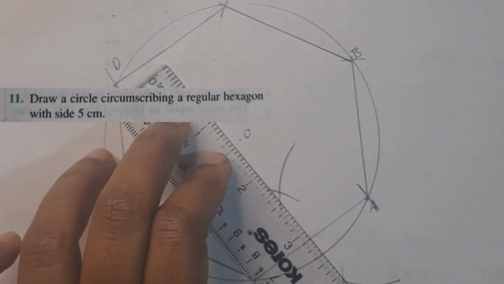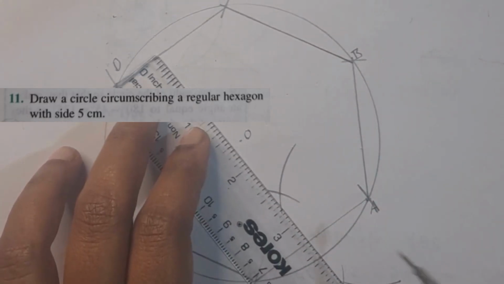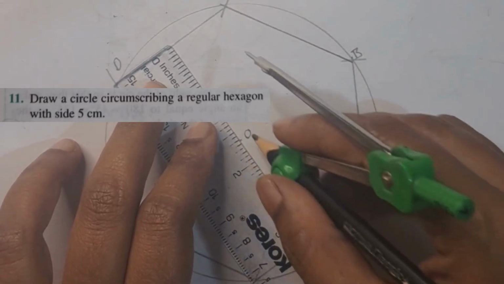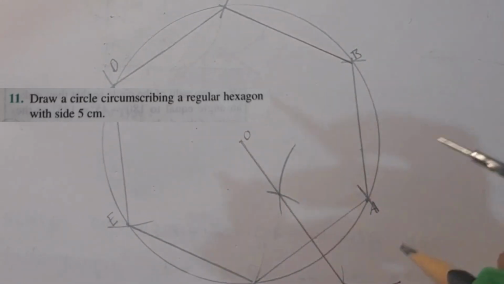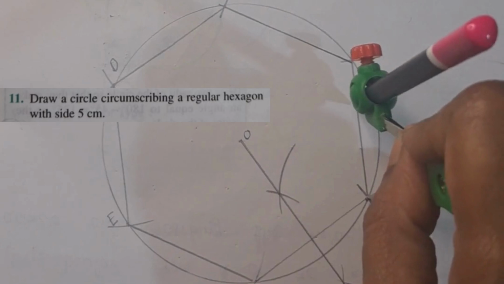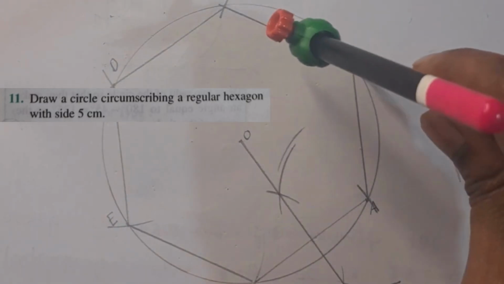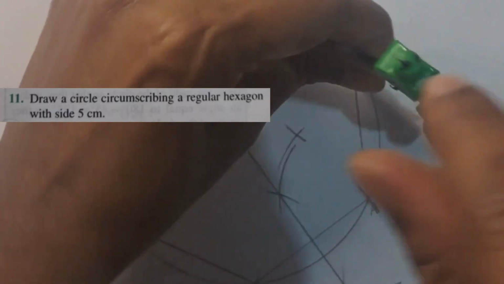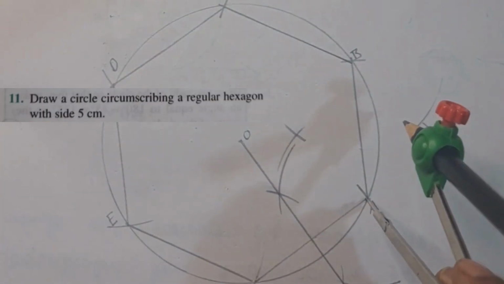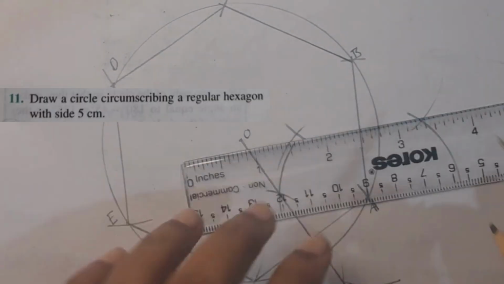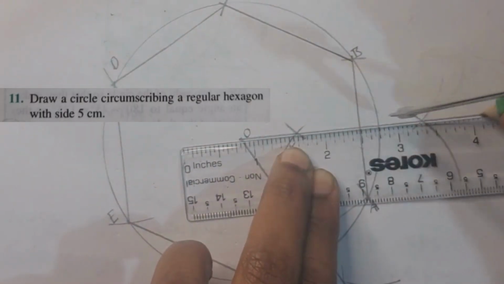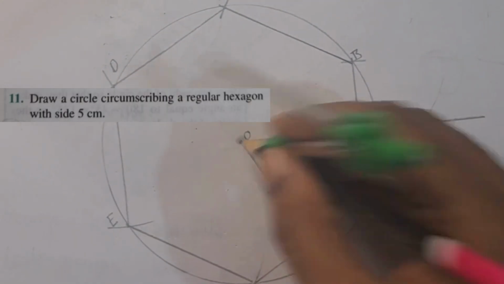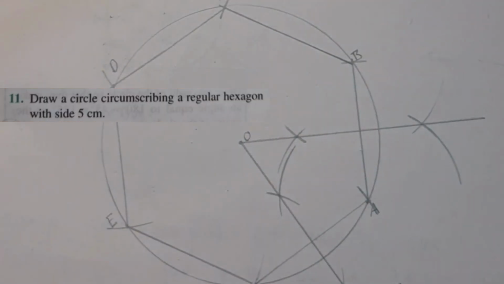Draw one line. This is the perpendicular bisector of AF. This line is passing through O. Next, one more side, its perpendicular bisector. Again, here we have to draw one line. This line also passes through O. This is the circle circumscribing a regular hexagon with side 5 centimeters.